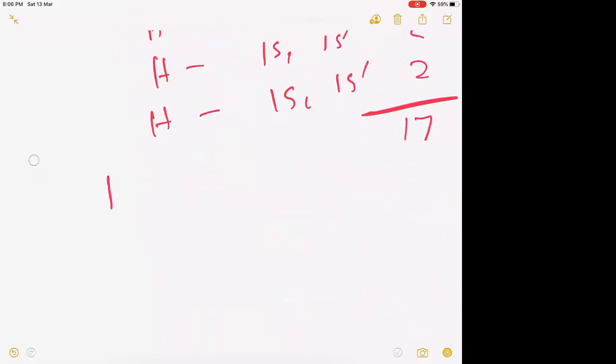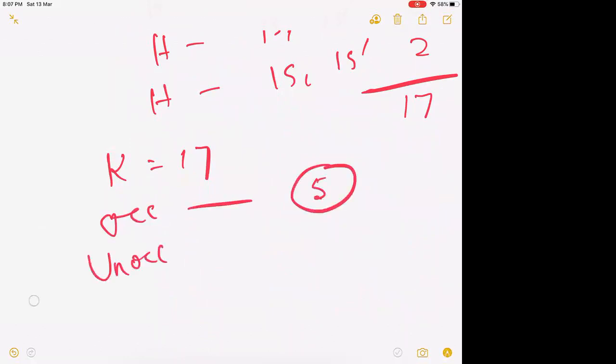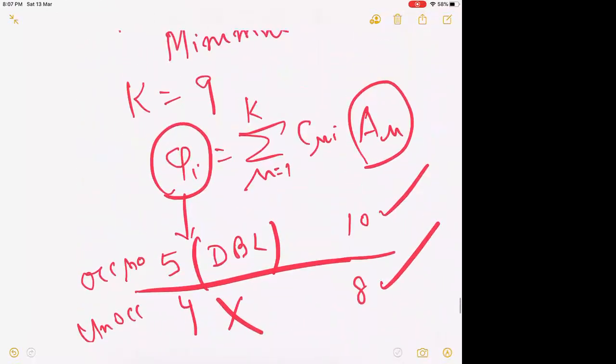So for the same problem, now K is 17. Number of occupied, n, is constant. So the number of occupied spin orbitals is still the same, 5. What has happened? The rest has all gone into unoccupied orbitals, 12. But the quality of the orbitals, the quality of the binding, has increased because I have increased this K. I have told you, more the merrier.